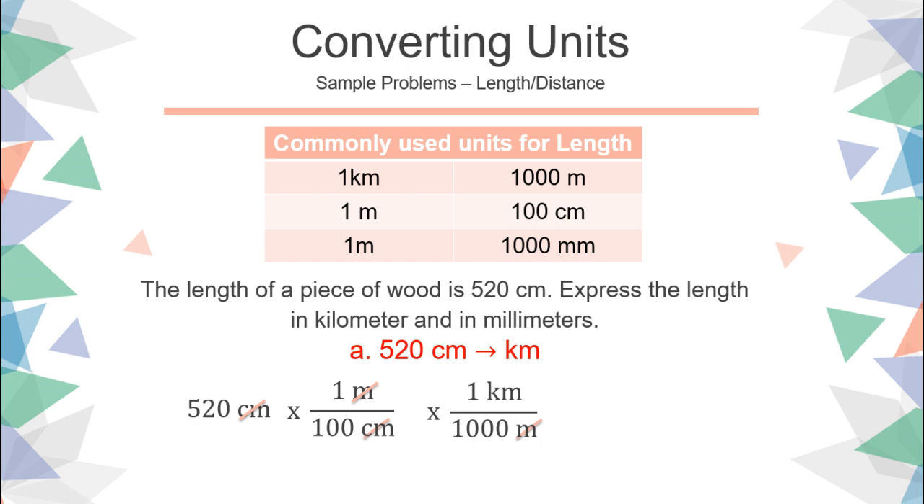We multiply our given with all the numbers on the numerator. So that will be 520 times 1 times 1. So the answer is 520 obviously. So 520, you then divide by 100 times 1,000. So 520 divided by 100,000.